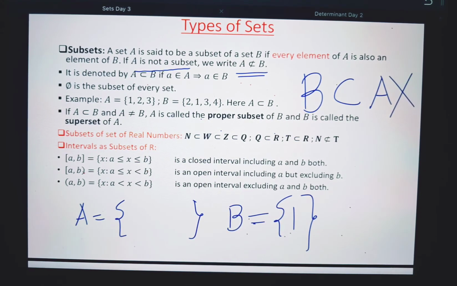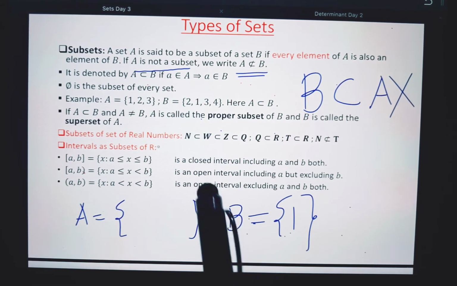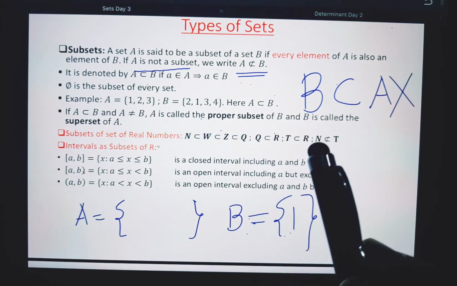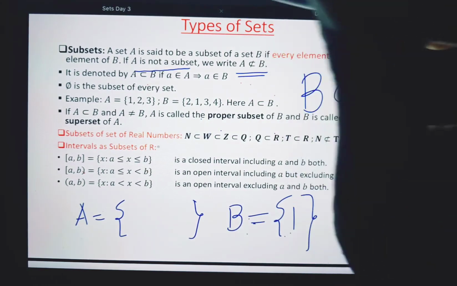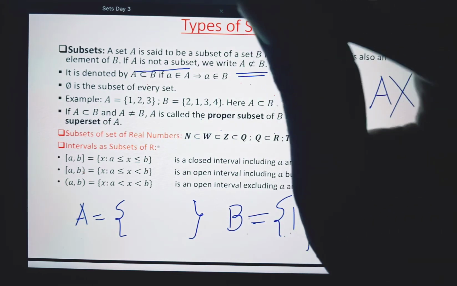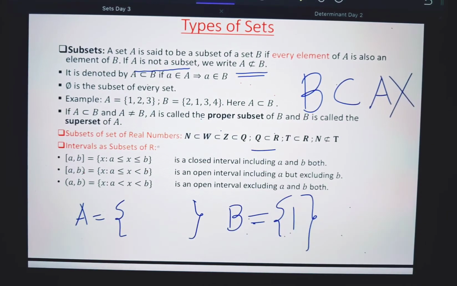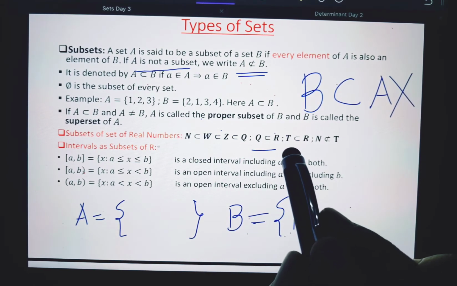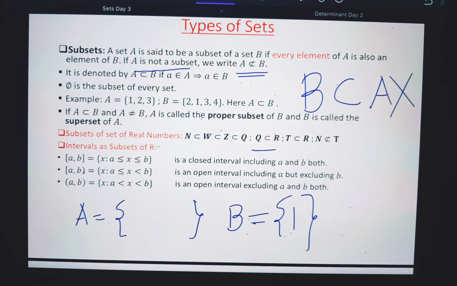Now integers are a subset of rational numbers. Rational numbers also contain 1.1, 1.2. They contain 1, they contain minus 1, but they contain as well minus 1.5, all those. So integers are a subset of rational numbers. Now rational numbers are a subset of real numbers. Why real numbers? Because real numbers are divided into two parts: rational numbers and irrational numbers. So rational numbers are a subset of real numbers. Now irrational numbers are also a subset of real numbers.